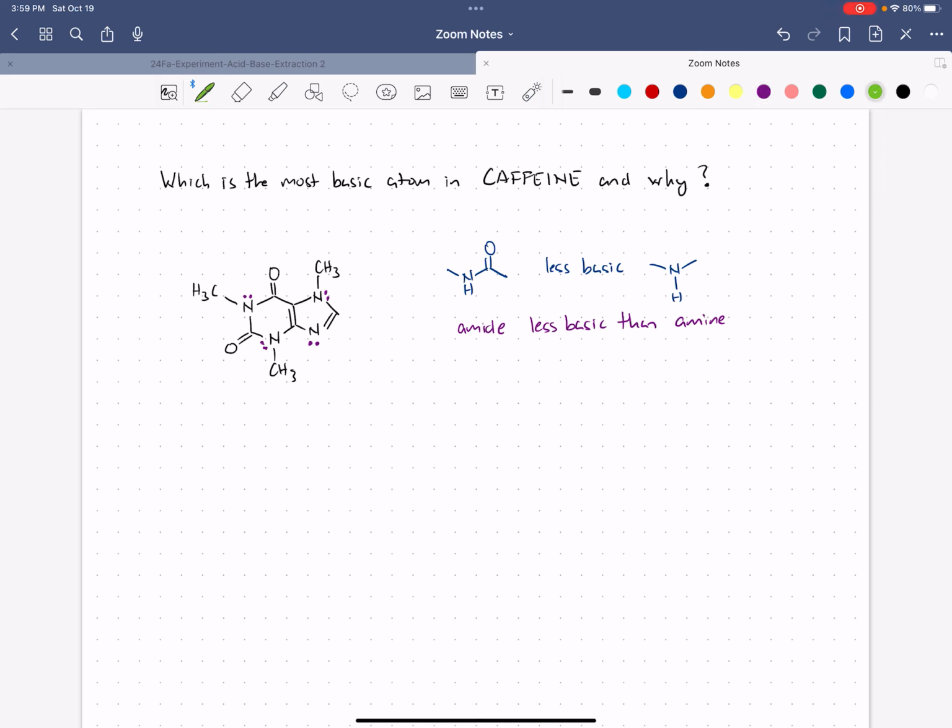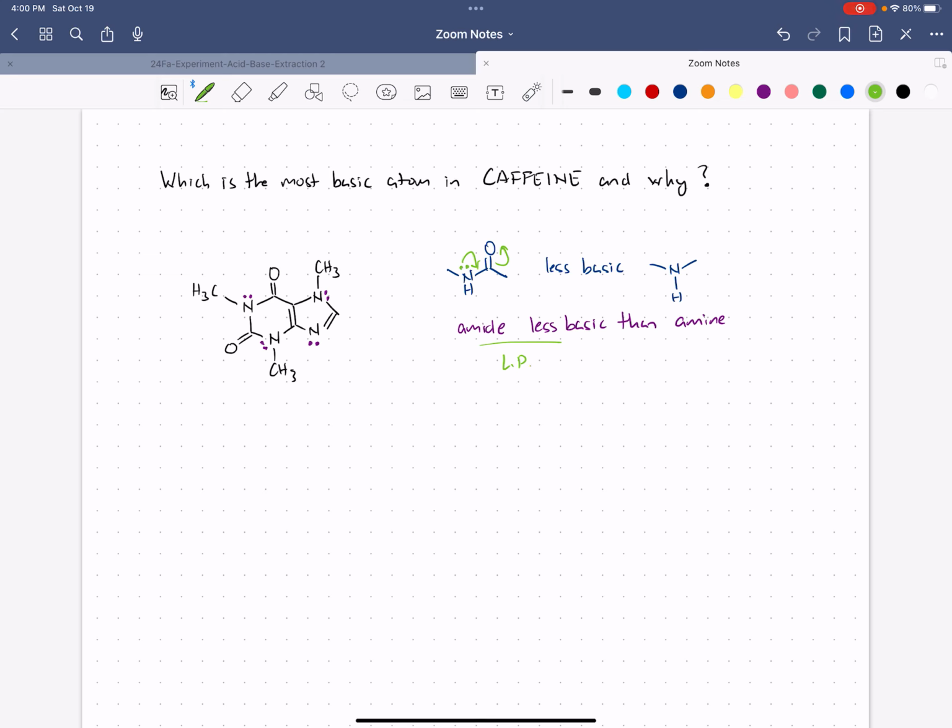Amides are less basic because the lone pair that you would think is used to grab the proton is occupied by resonance with this group here. So let me draw it here. Now, resonance is a stabilizing effect. So if that amide is very stable, it doesn't want to react. It doesn't want to be a base. It doesn't want to change.